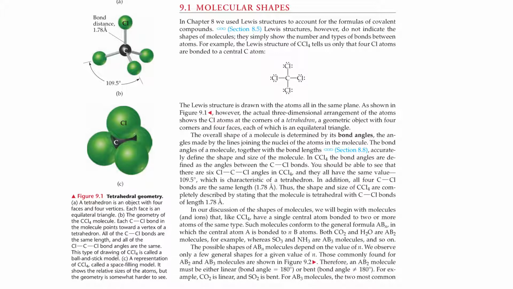Figure 9.1, Tetrahedral Geometry. A tetrahedron is an object with 4 faces and 4 vertices. Each face is an equilateral triangle. This is the geometry of a carbon tetrachloride molecule. Each carbon-chlorine bond in the molecule points towards a vertex of a tetrahedron. All the carbon-chlorine bonds are the same length, and all of the chlorine-carbon-chlorine bond angles are the same. This type of drawing of carbon tetrachloride is called a ball and stick model. The other representation of carbon tetrachloride is called a space-filling model. It shows the relative sizes of the atoms, but the geometry is somewhat harder to see.